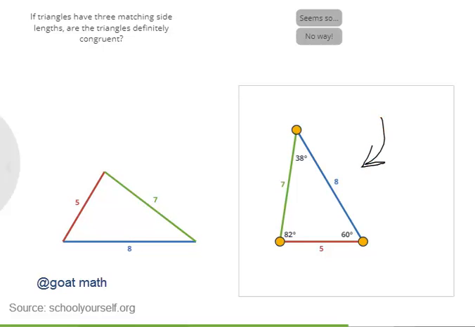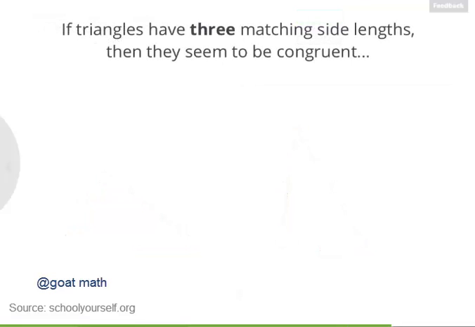Great! So here's another example of a triangle with side lengths 5, 7, and 8. This triangle looks the same as the one on the left. It's just rotated a little bit, but they appear to be congruent. So if triangles have 3 matching side lengths, do you think that's enough to say that they're definitely congruent? So you think that if triangles have 3 matching side lengths, then they seem to be congruent.